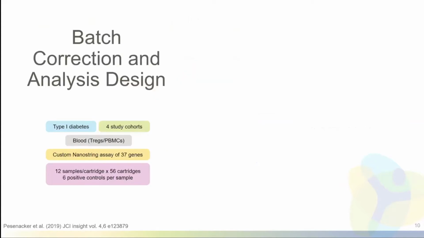So we'll start with batch correction and the implications for analysis design. Now, assuming you've figured out your question of interest, you've gathered samples from your population of interest, one of the next decisions you'll make is how you're going to run your samples on your research platform. This is often an afterthought, but you need to put some thought into it to avoid causing issues down the line. The specific example I'll be showing here is work we did with Megan Levings on type 1 diabetes studies on blood run on a custom nanostring assay that had 12 samples per cartridge and 6 positive controls per sample.